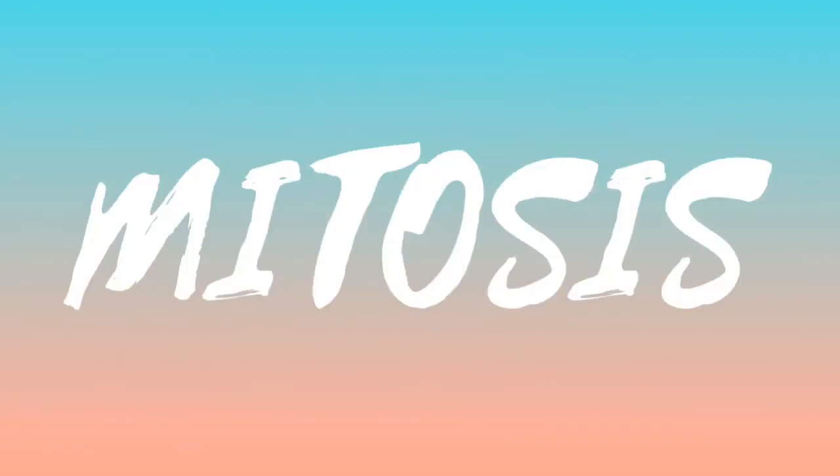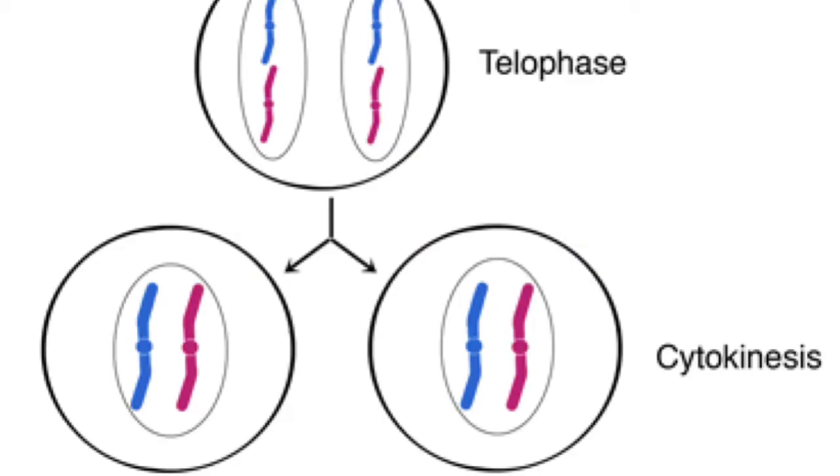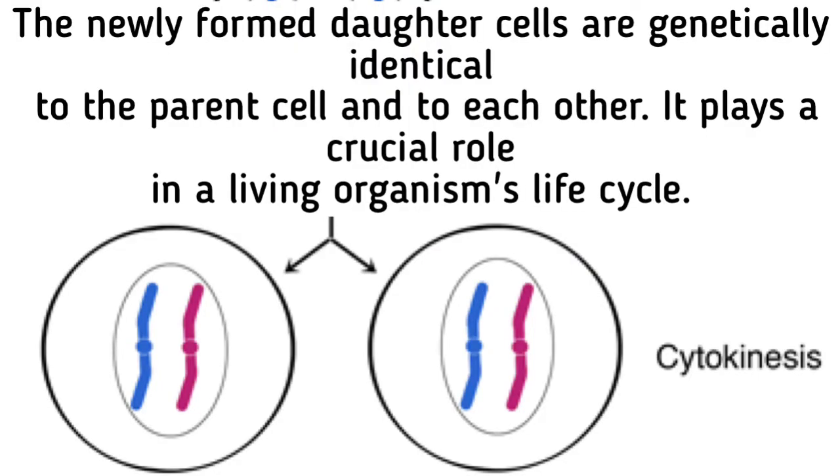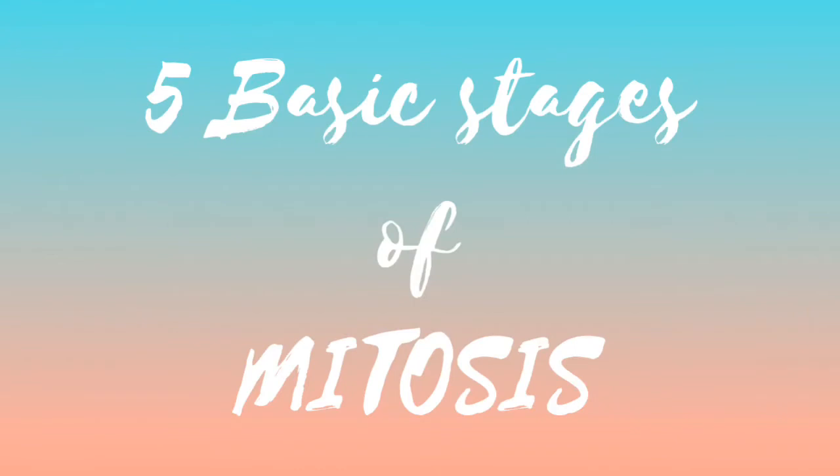Eukaryotic cell division, mitosis. The process of cell division that results in the formation of two new daughter cells is termed as mitosis. The newly formed daughter cells are genetically identical to the parent cell and to each other. It plays a crucial role in a living organism's life cycle. However, the level of significance may vary depending on the type of organism, multicellular or single-celled. Five basic stages of mitosis.